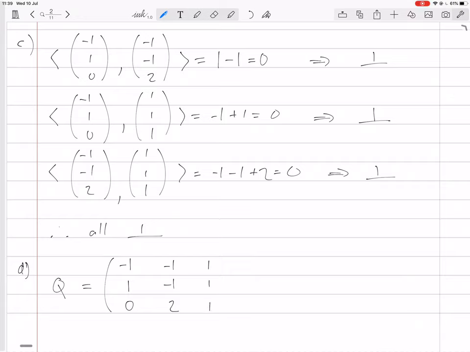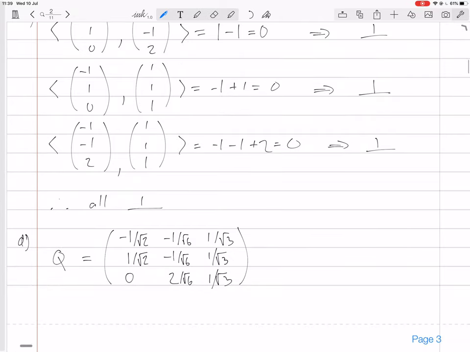Now I need to scale each by its norm. The norm of the first one is root 2. Second one, we have root 6. Yeah, root 6. Third one, we have root 3. Okay, so that's Q. And what is D?